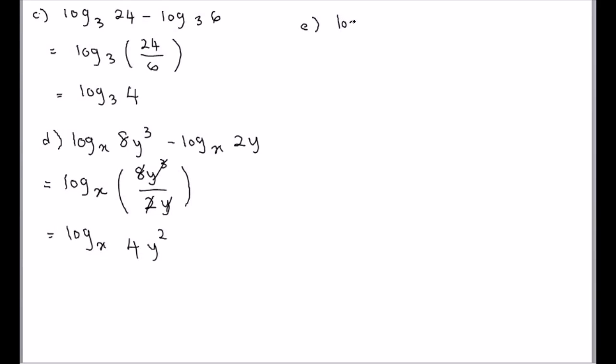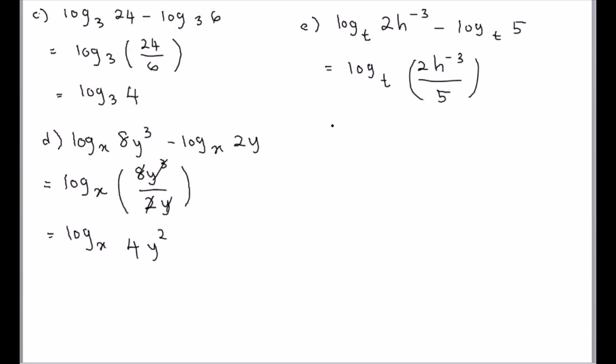Now we have log base t 2h power negative 3 minus log base t 5, equal to log base t 2h power negative 3 over 5, equal to log base t 2 over 5 h power negative 3.